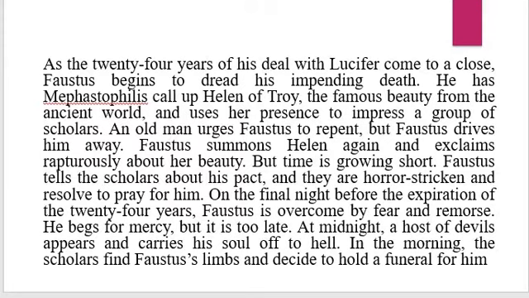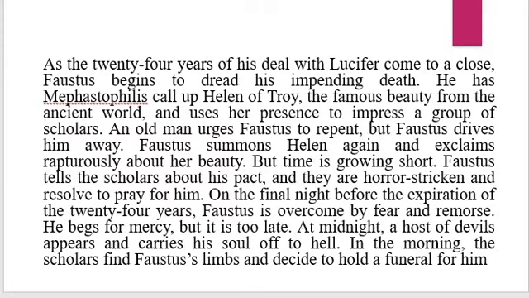An old man urges Faustus to repent, but Faustus drives him away. Faustus summons Helen again and exclaims rapturously about her beauty. But time is growing short. Faustus tells the scholars about his pact, and they are horror stricken and resolve to pray for him.